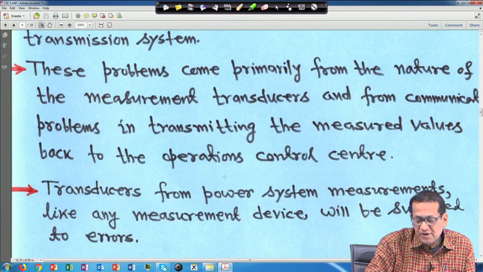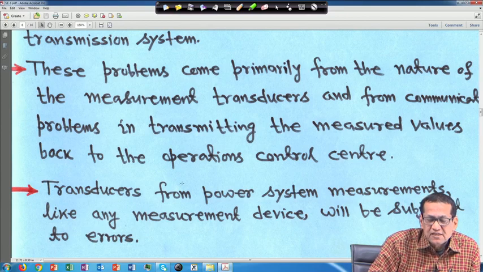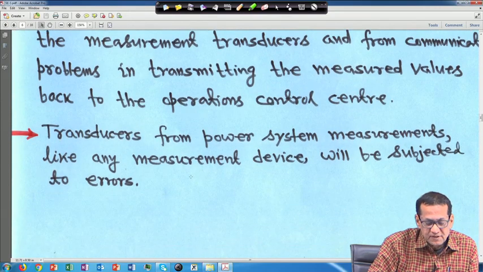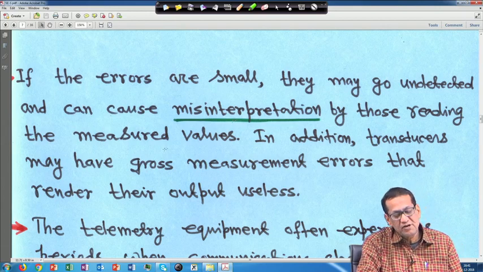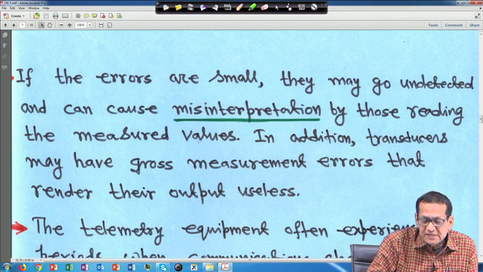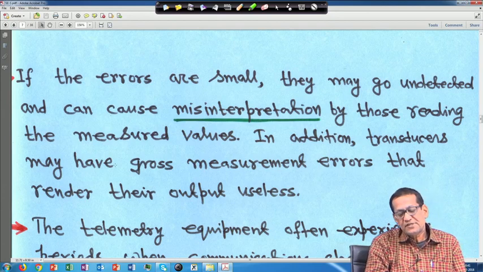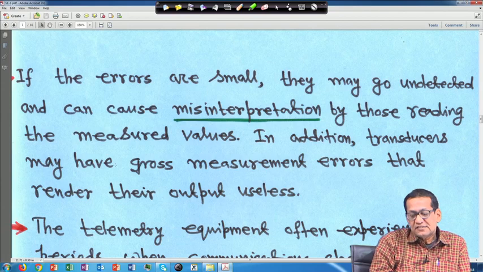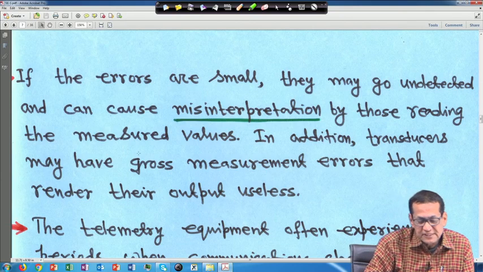So, transducers for power system measurements, like any measurement device, will be subject to errors. Nothing is error free. If the errors are small, they may go undetected and can cause misinterpretation by those reading the measured values. In addition, the transducers may have gross measurement errors that render their output useless.